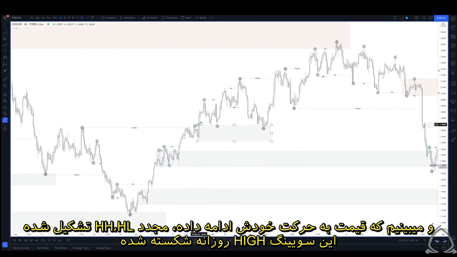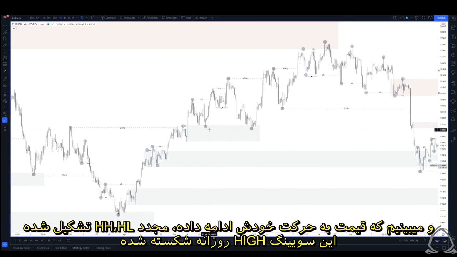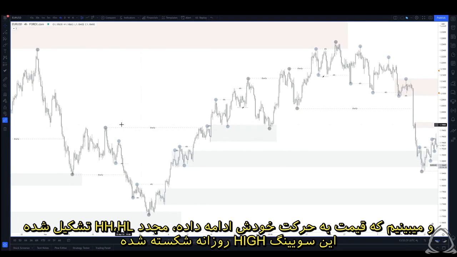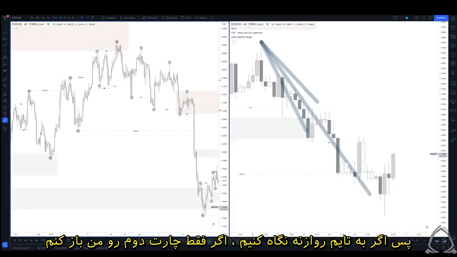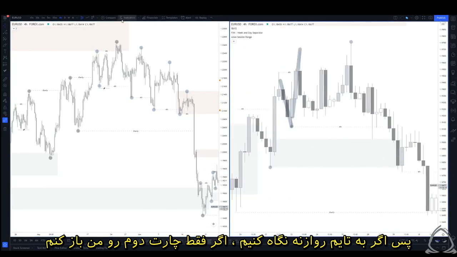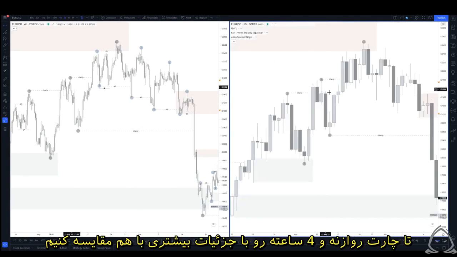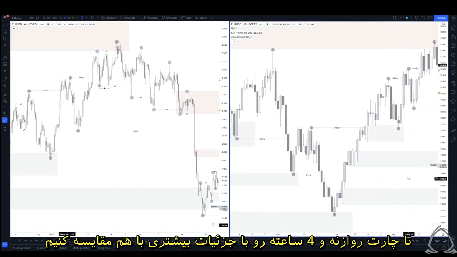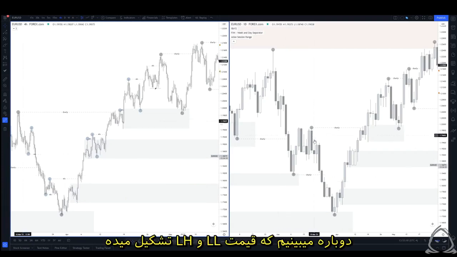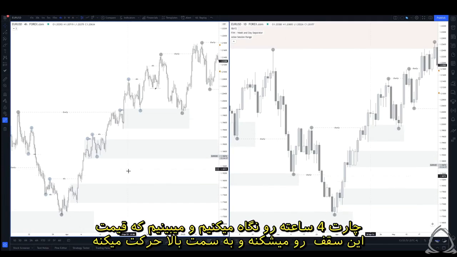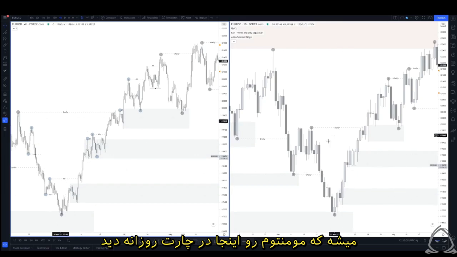And as we can see, price continues on making higher highs and higher lows. We've broken this daily swing high. So when we're looking at the daily time frame, if I just pop open a second chart, we'll compare the daily to the 4-hour just so we can look at it a little bit more granularly. Again, we're looking at price creating lower lows and lower highs. When we look at the 4-hour chart, we can see that price breaks this high and is starting to move to the upside. We can see the momentum here on the daily chart.